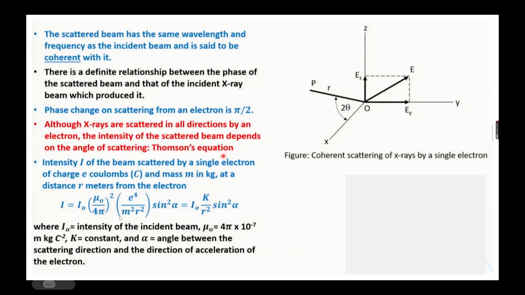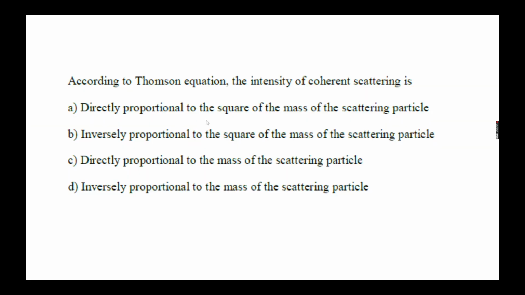So it depends on the square of the mass of the scattering particle. This is the Thomson equation. It tells us that X-rays are scattered in all directions by an electron, and the intensity of the scattered beam depends on the angle of scattering. So the answer is B, inversely proportional to the square of the mass of the scattering particle.